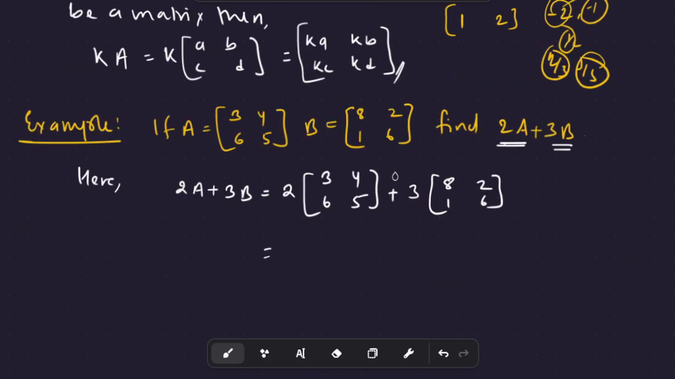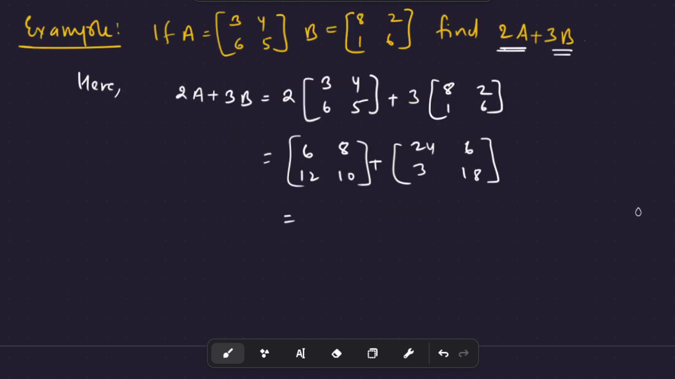Now, 2 multiplies this matrix means all the elements are multiplied by 2. 2 3s are 6, 2 4s are 8, 2 6s are 12, 2 5s are 10. Multiply all the elements of the other matrix by 3: 3 8s are 24, 3 2s are 6, 3 1 is 3, 3 6s are 18. Okay, we found the matrices by multiplying by the scalars.